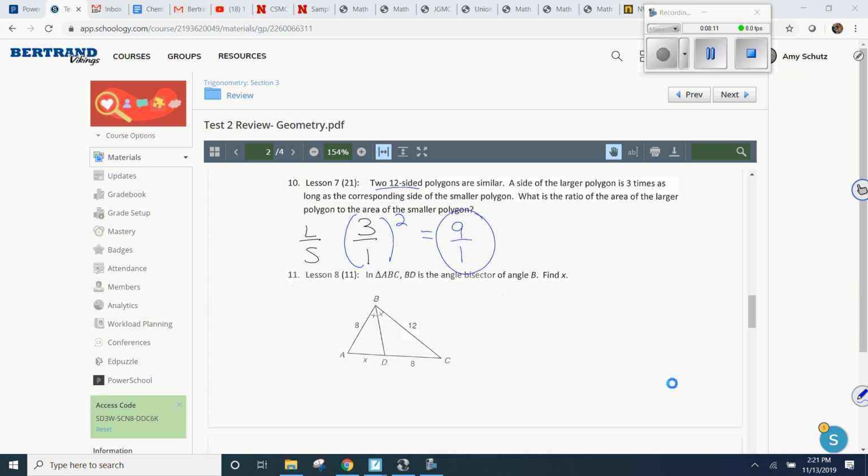Think of it this way. If it were a circle, it would be pi r squared over pi r squared. What happens to this? They cancel. That's the only varying factor. If it were a square, just say, because a circle is not a polygon, okay?